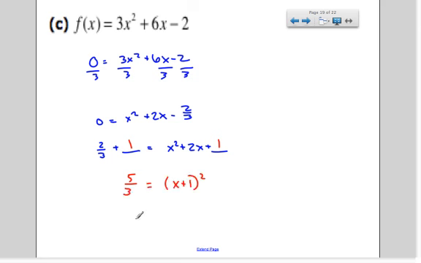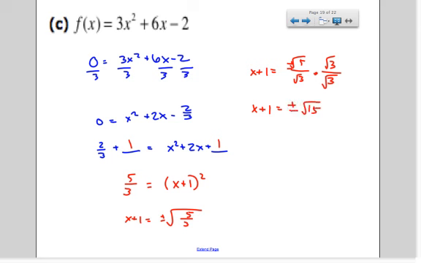So square root both sides. So we have x + 1 = ±√(5/3), which is x + 1 = ±√5 over √3. I'm going to multiply the top and the bottom by the square root of 3 to get rid of that square root of 3 on the bottom. So that's ±√15 over 3.